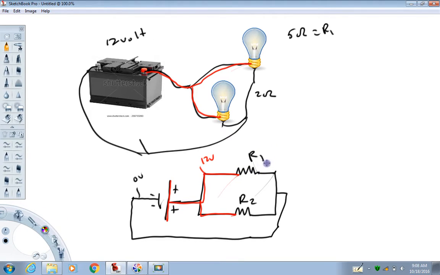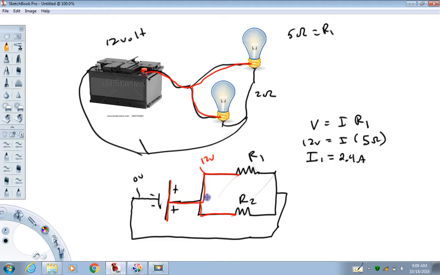So when we apply Ohm's law to this bulb, V equals IR1, the voltage is 12 volts. The I we don't know. The resistance, again, that's the 5 ohm resistor. So R1 is 5 ohms. And we can solve that for the current, I'm going to call I1. That's going to be the current through that bulb, which is 12 volts over 5 ohms, or it's 2.4 amps.